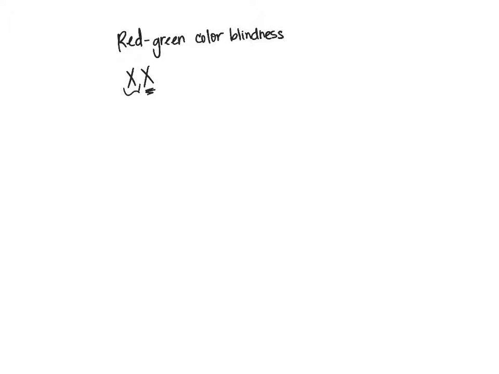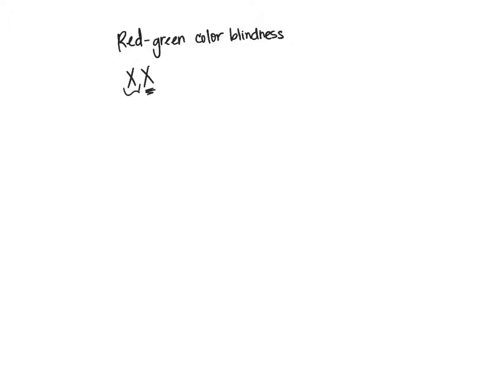There are different variations of this, but a person will not see red or green. Sometimes they can see different variations of gray, so they know which one's red and which one's green, but they don't actually see the colors red and green. And so in red-green color blindness, the recessive allele is going to be on the X chromosome.